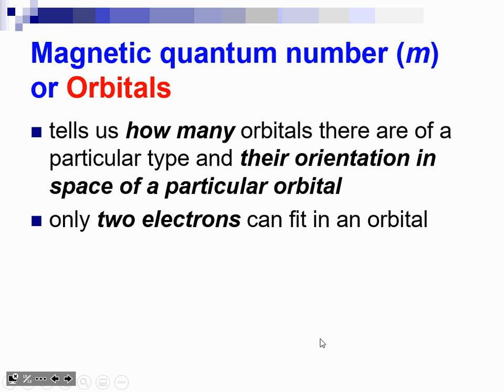Now, each orbital can hold 2 electrons. So since there's only one s orbital, how many electrons can fit on the s orbital? 2. How many p orbitals did we have? 3 times 2 is? So we can have 6 electrons on p. How many electrons on the d? 10. How many electrons on the f? 14. Once again, some pretty tough math, right? Pretty tough math.